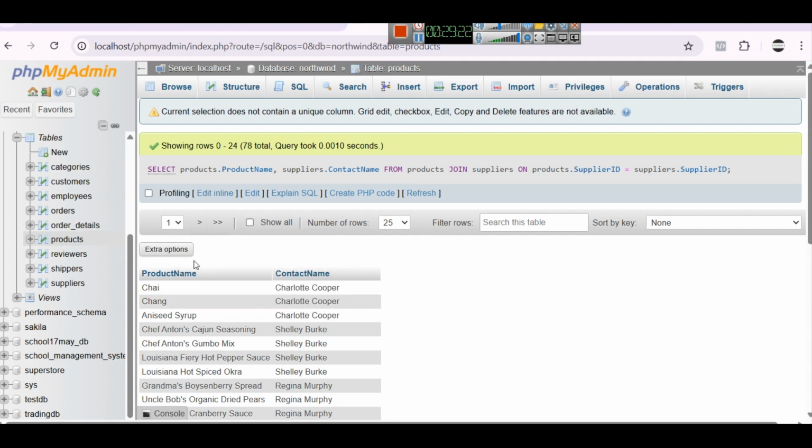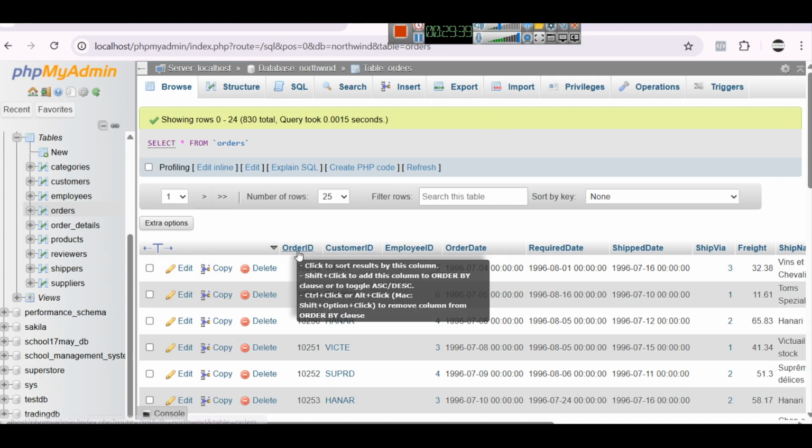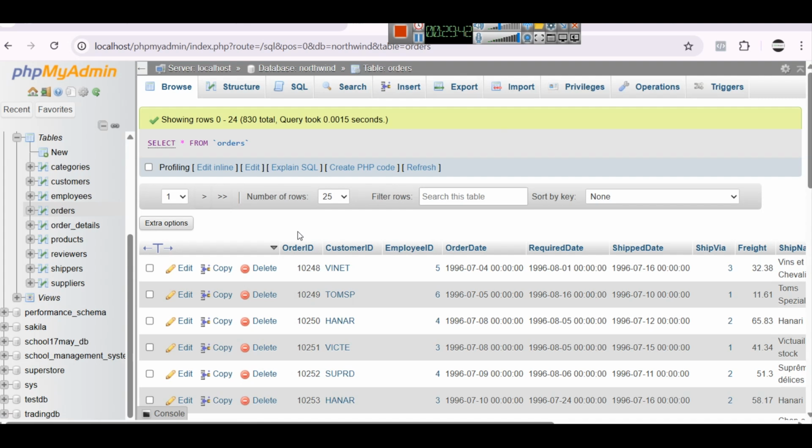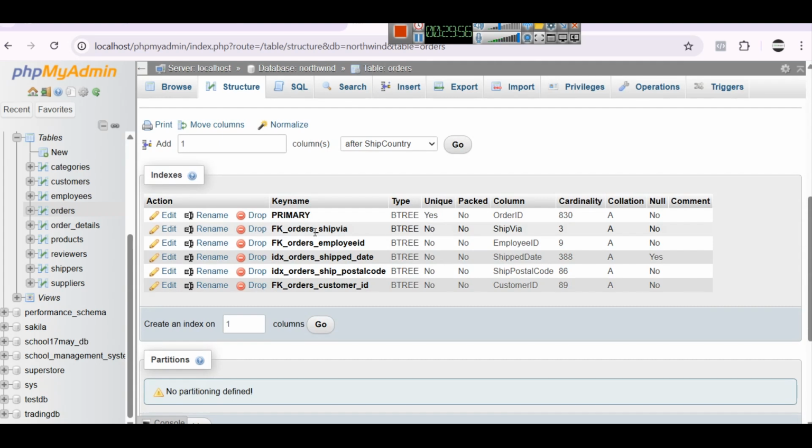Now let's do another table and see. In this table, what fields do you think are from another table? Order ID, customer ID. Is order ID actually from another table? For that you will go to structure and check. Order ID is the primary key here. Foreign keys are customer ID, ship via, and employee ID.